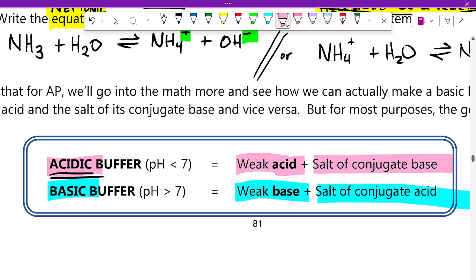So, before we move on, please define a buffer for your partner. We defined it earlier on, see if you can remember.